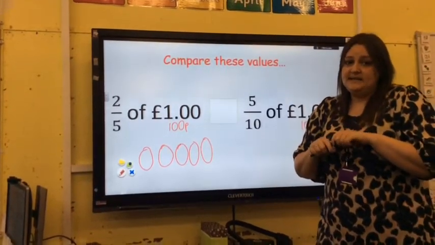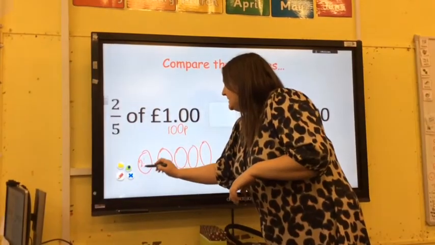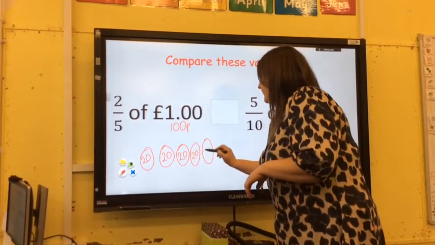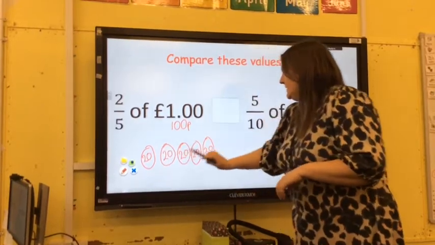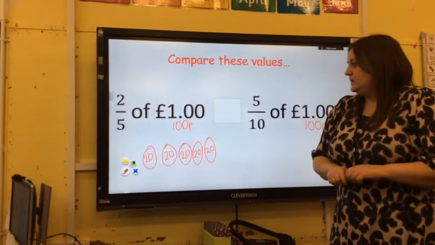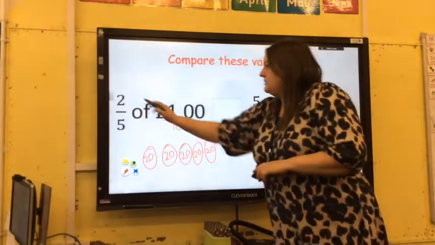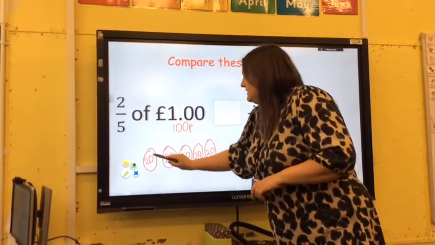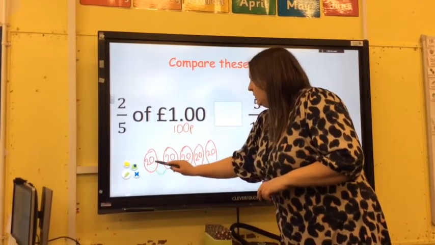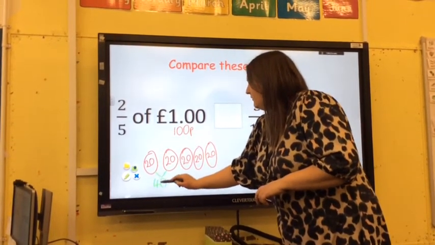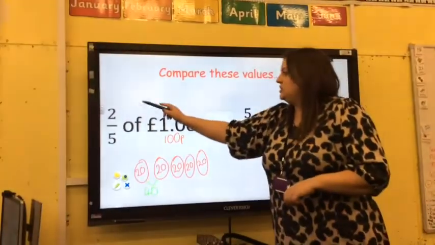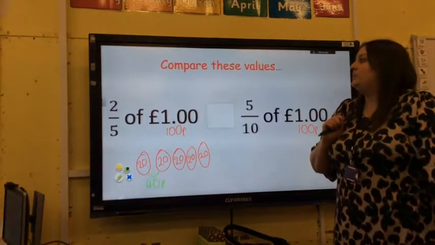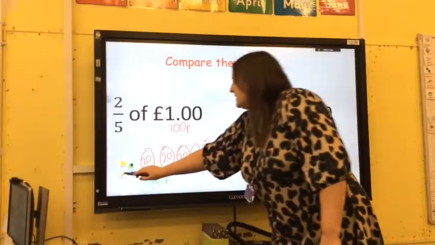Hopefully you said 20. So if I had 20 in each group, 5 groups of 20 would equal 100. And I want to know not what one group of 5 is, I need to know what 2 groups are. So 2 of these together would be 40. Okay, so the answer to 2/5 of £1 is 40p. Now remember to put your pence on afterwards.